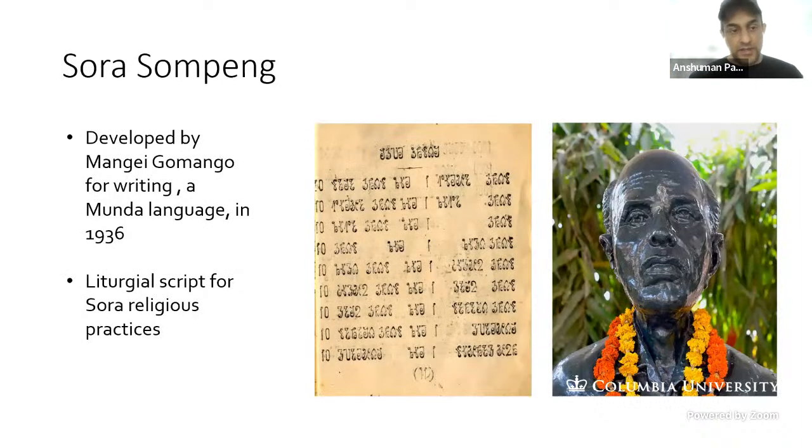And then we have Sora Sompeng that was developed by Mangal Gomango in 1936 as a script for writing Sora songs. And here we have a printed form of the script.